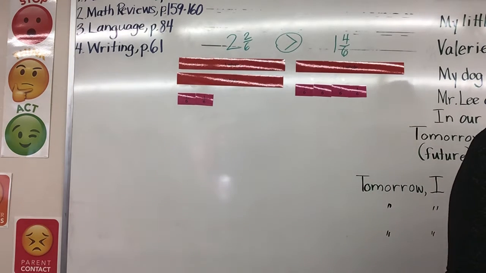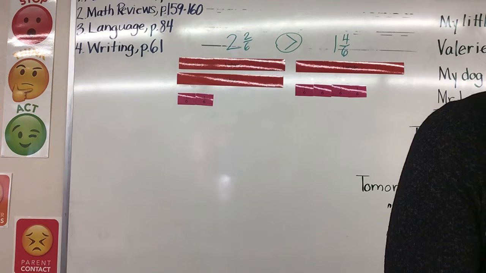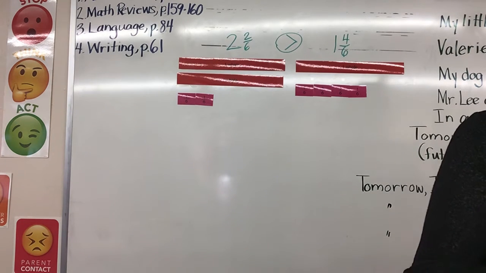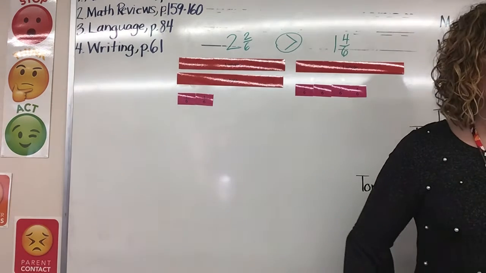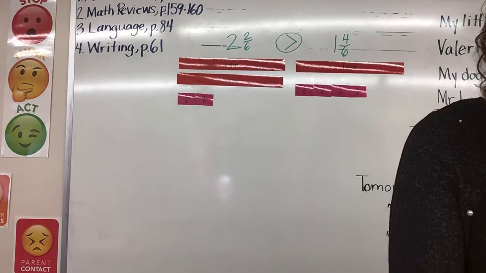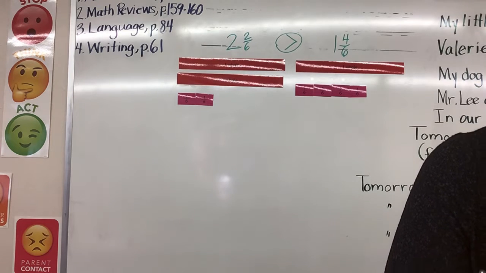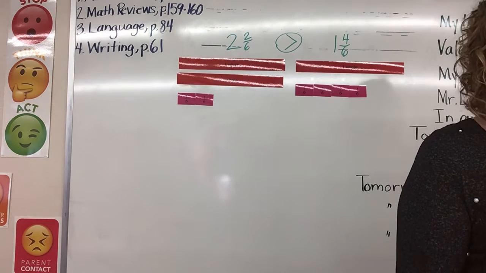Ones. Both sides have ones. We have to look at the fraction. On one side we see 3/6, the other side is 4/6. Which one's greater? 4/6. 4/6, very good. So 1 and 3/6 is less than 1 and 4/6.